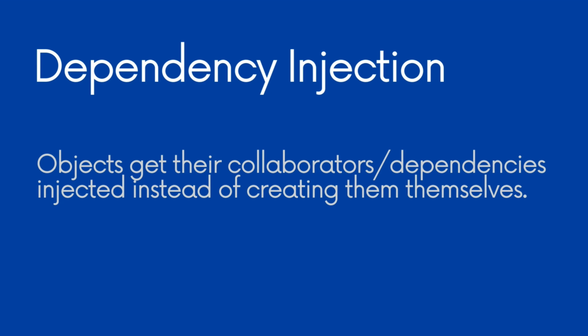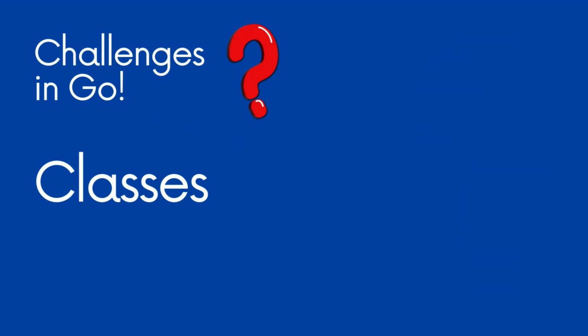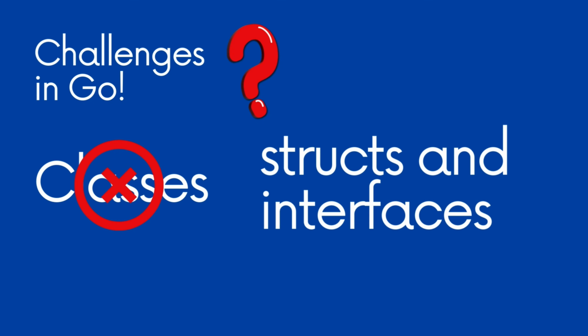Now, you might have heard that some developers think dependency injection is tricky in Go. Why? Because Go doesn't have classes like other object-oriented languages. Instead, Go uses structs and interfaces, which means we have to be a bit more creative with our DI approach. But fear not, we'll show you just how easy and fun it can be.